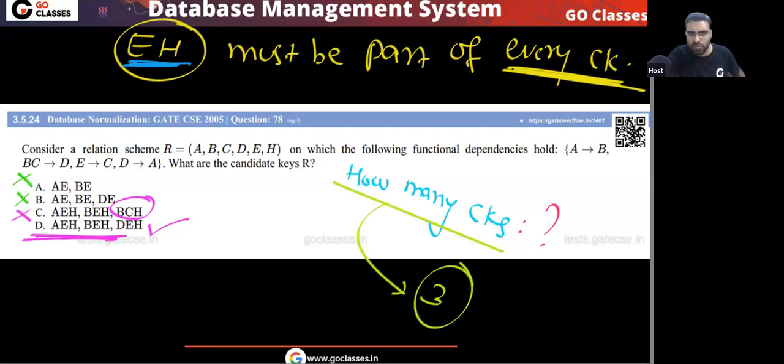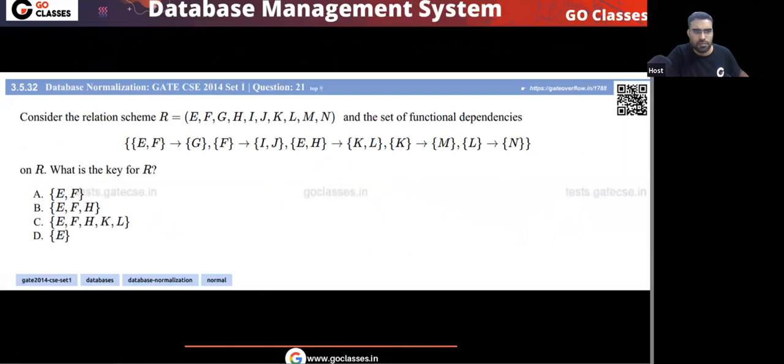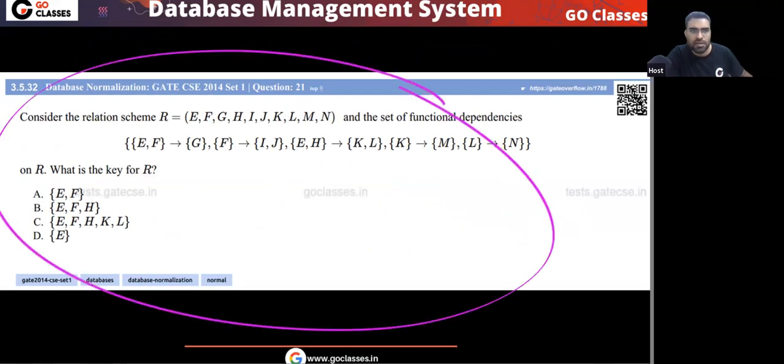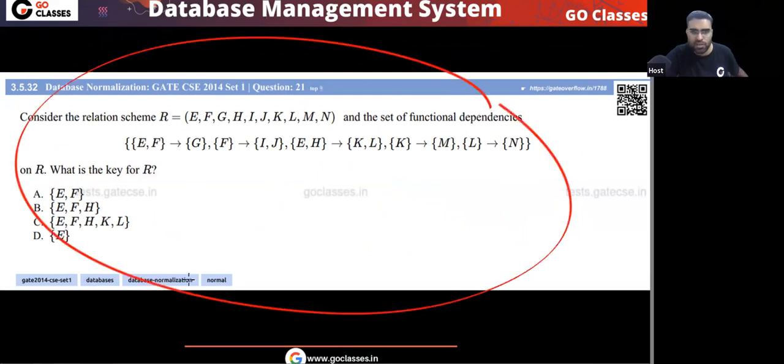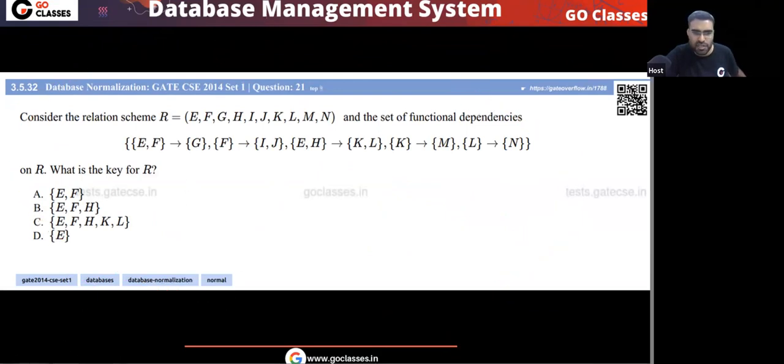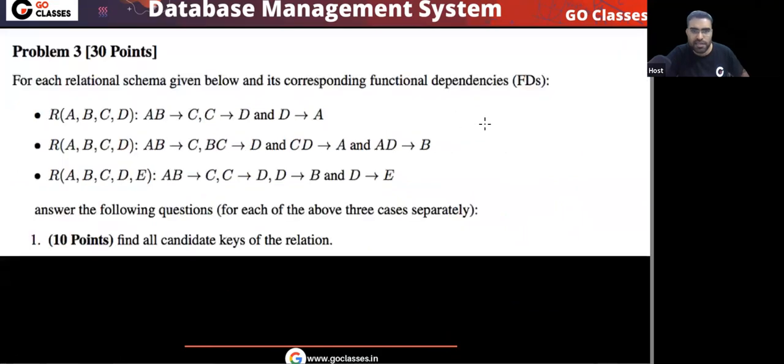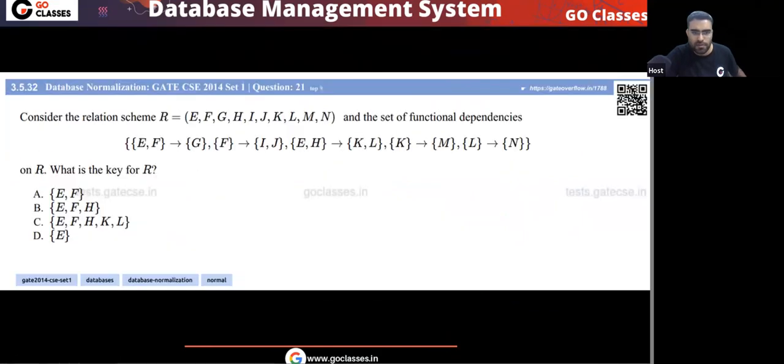So let's move on now. Let's solve this question. Can I give you this GATE exam question as homework? Maybe we can solve this question and I will give you some other questions as homework. Because this is a GATE exam question, let's solve it. So this is a GATE Computer Science 2014 question.